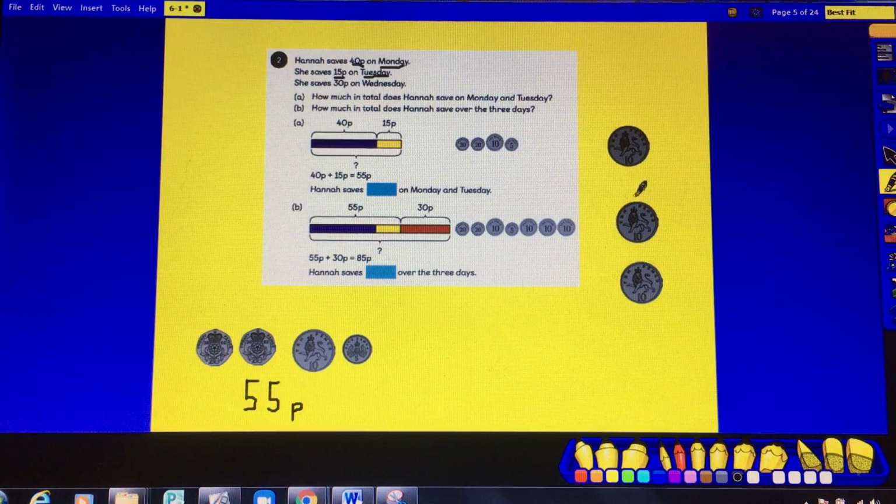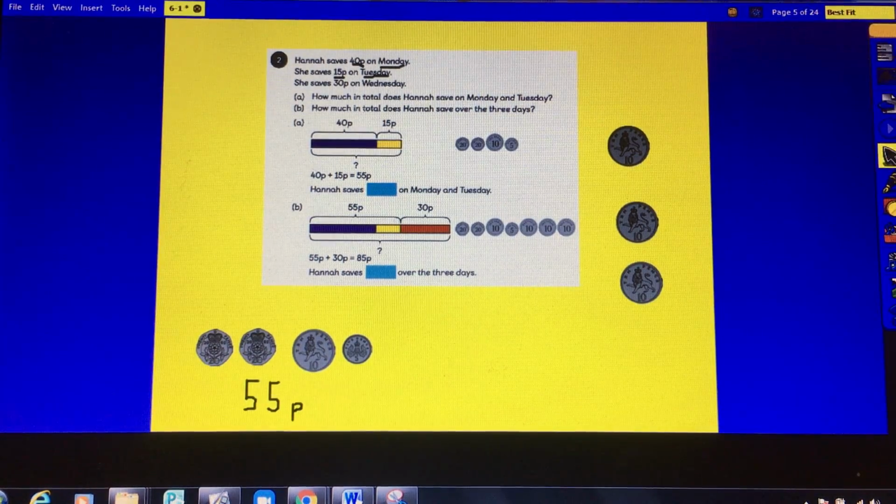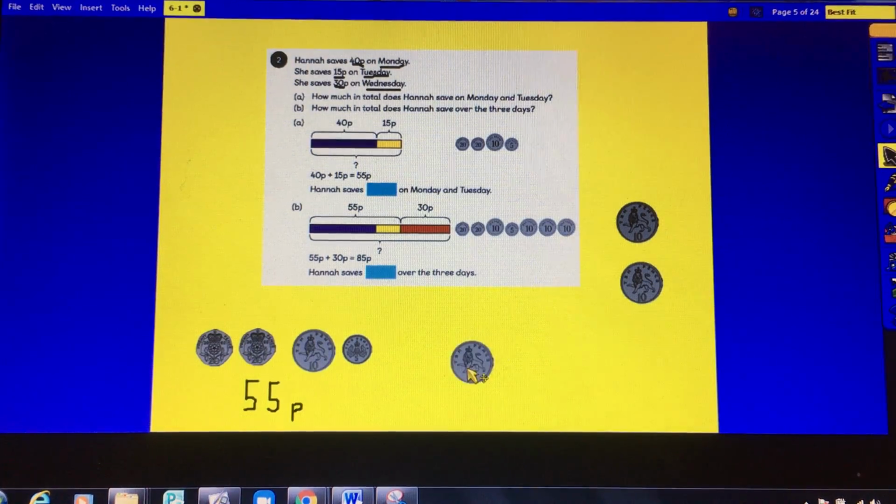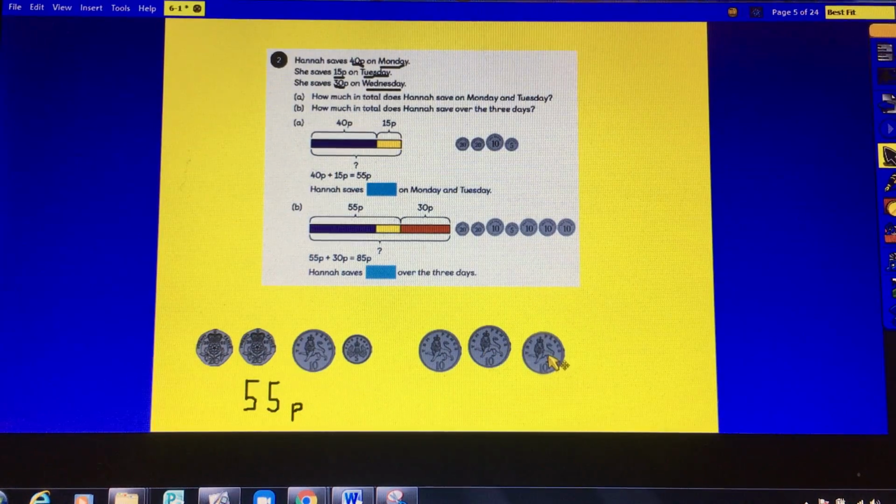So 55 pence has been saved on Monday and Tuesday by Hannah. On Wednesday, she saves an extra, let me use my pen to underline the key information. On Wednesday, she saves another 30 pence. So that's my 30 pence here. 10, 20 and 30.